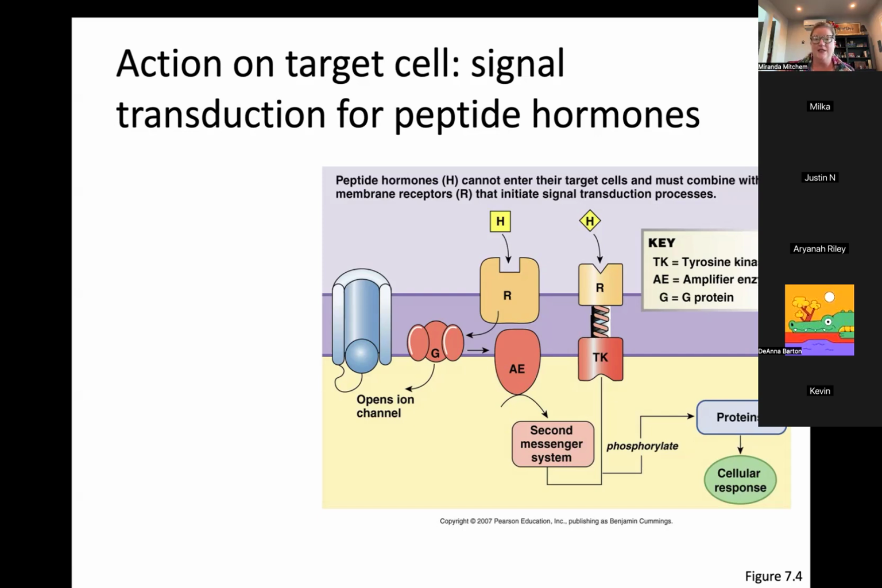Main characteristics of our peptide hormones are that they are water soluble, they bind extracellular receptors, they're the most common type of hormone in our body, and then they activate amplifier enzymes and second messenger systems, giving a good response.